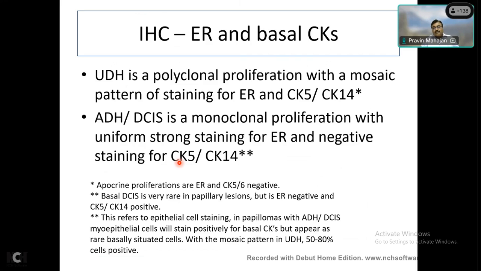Then you will see uniform strong staining for ER. And if you look at the CK5/6, you will see that in these areas of ADH or DCIS, there will be no staining for basal cytokeratins. One caveat to remember is that apocrine proliferations, which are usually associated with benign papillary lesions like papilloma, can be ER negative and CK5/6 negative. So don't interpret ER and CK5/6 in such areas.